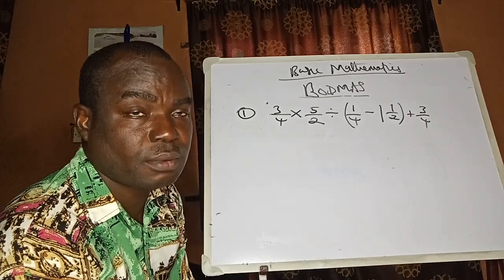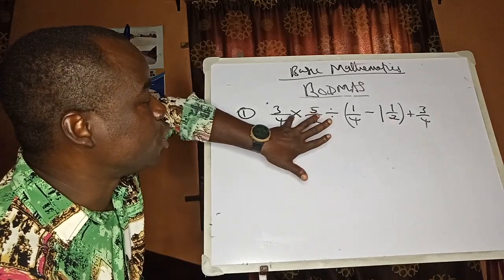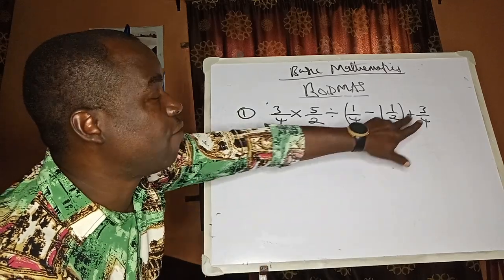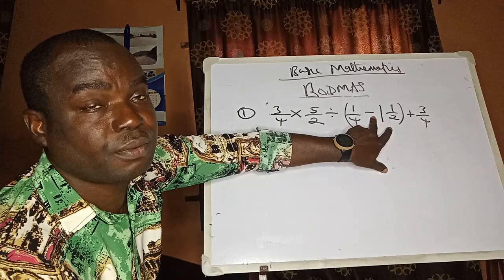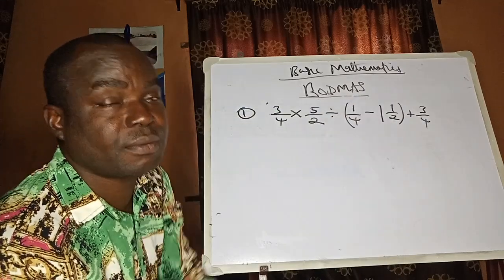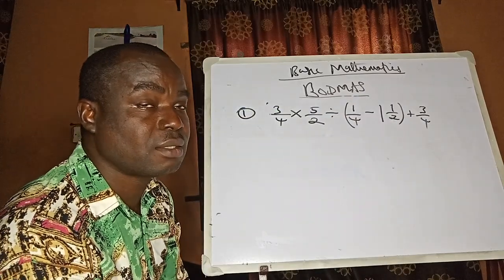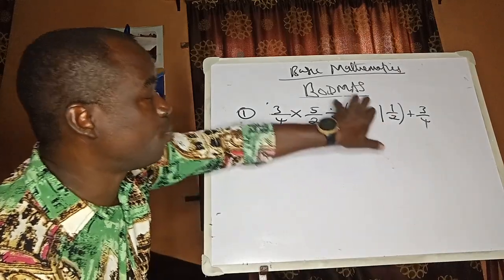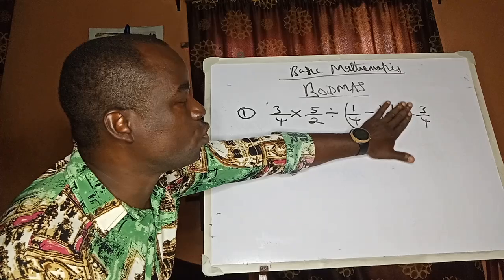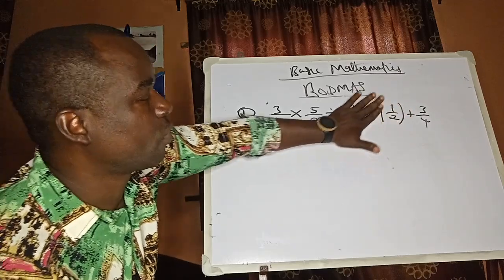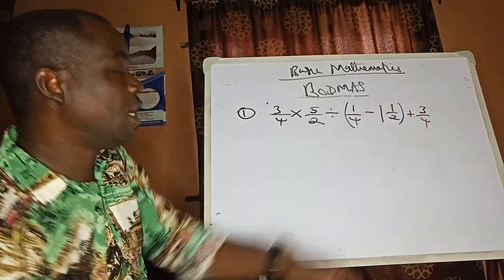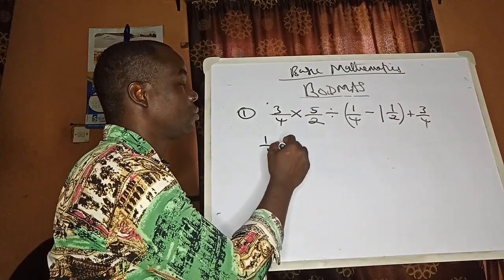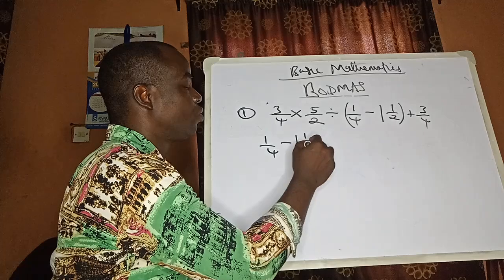Are we following? Now, I have multiplication, I have division, I have addition, and I have subtraction. I also have bracket. By right, the first thing you should do is what is inside the bracket, because bracket comes first. So we're going to solve this one first. Are you following? Let's solve that one first. So we're going to solve 1 over 4 minus 1 whole number 1 over 2.